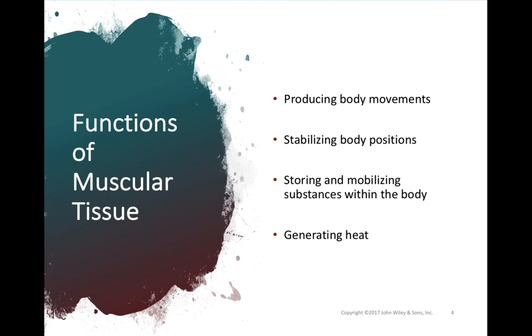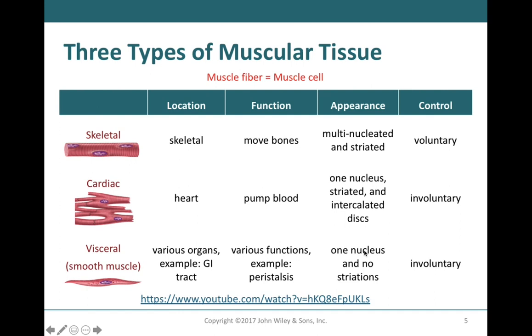Our last major function of the muscular system is heat generation. When muscles contract, they undergo exergonic reactions that will release heat. And this is why when we exercise, our body temperature goes up and we will sweat. So these are our 4 major functions of the muscular system. Each function is vital for our body's homeostasis in different ways.